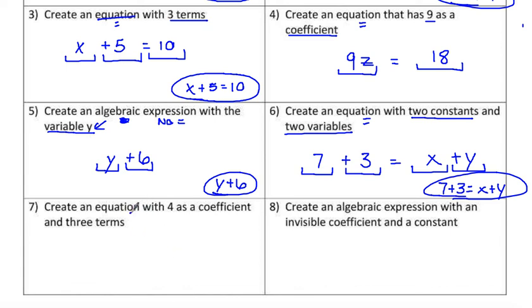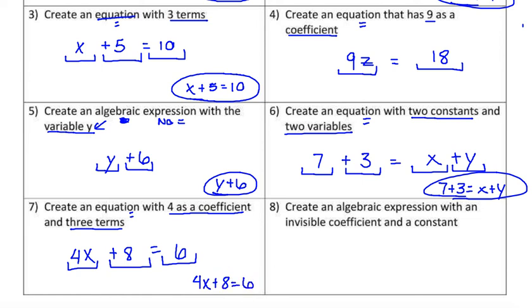Number 7 says create an equation, so I need an equal sign with a 4 as a coefficient and 3 terms. So I need 3 terms. Terms are always the best place to start. I need an equal sign. Now I need 4 as the coefficient. That is the coworker to a variable. So I'm going to say 4x, and then I'm just going to fill in the rest of it with numbers. Plus 8, and then we'll say this is 6. So I have 4x plus 8 equals 6. And that's what it would look like all squished together.